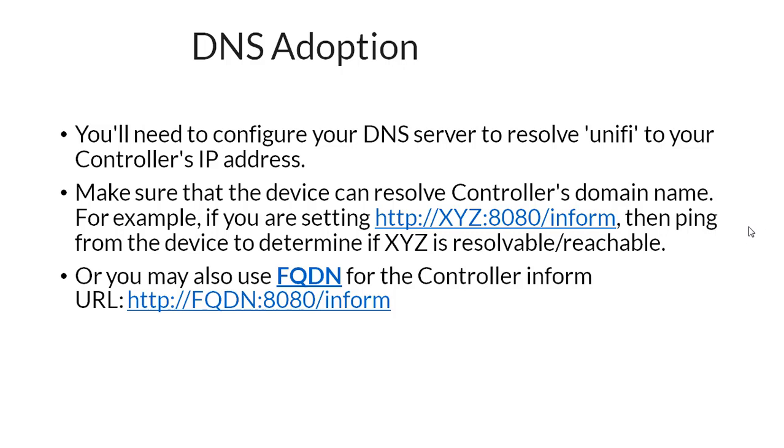Now, the A record would also always be known as Unify. By default, it's going to be Unify. So it can be done with DNS. And because it can be done with DNS, it can also be done with dynamic DNS.